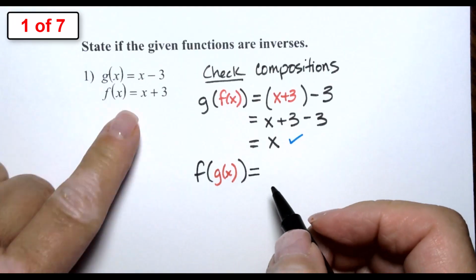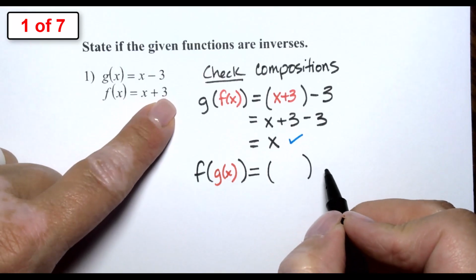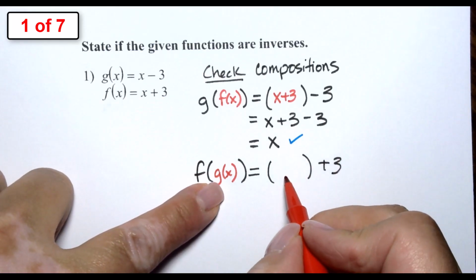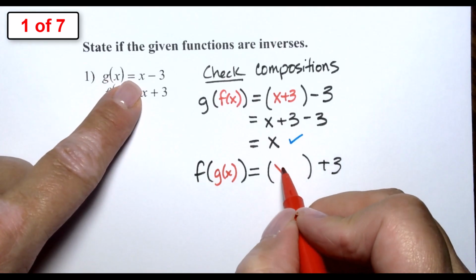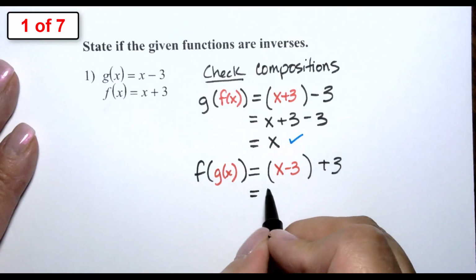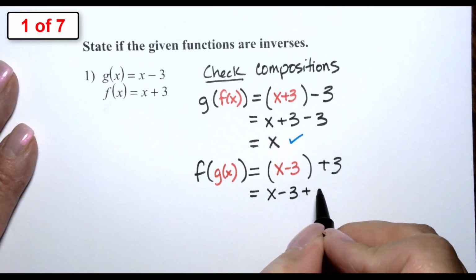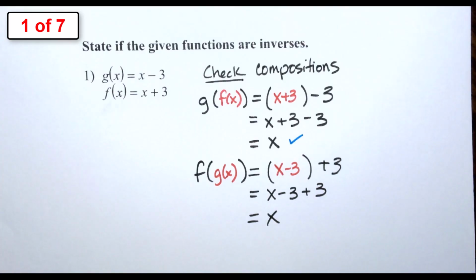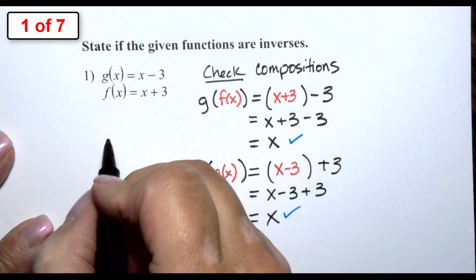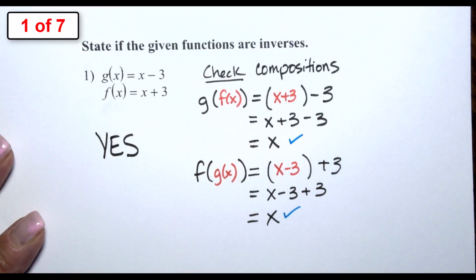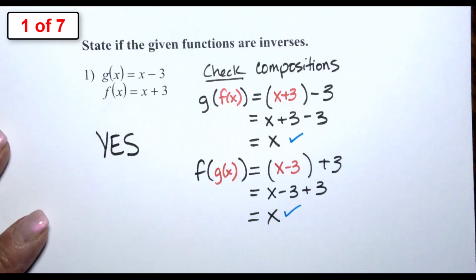Doing the same thing, leaving a space. And that function is x plus 3, so we space plus 3, shove g of x in that space, and then we simplify. And we get x. That checks. So that means these 2 functions are inverses of each other, and that's how you prove it to your teacher that you know what you're doing, and you write it out like that.